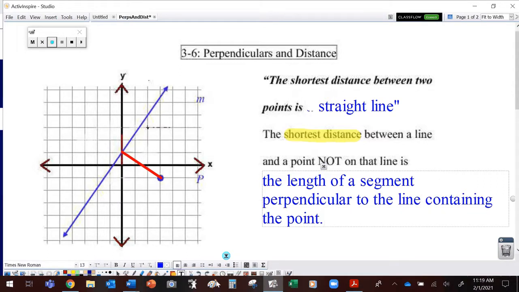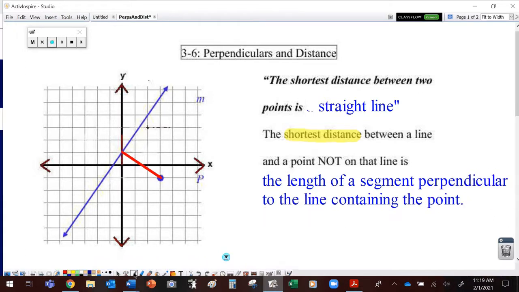Okay, so what we need, guys, is the length of this segment right here, from P to this line, and we'll call this point P prime. Now, one thing that's really important to note, right now, this point P prime happens to be the y-intercept of this blue line M. That will not always be the case. That's a coincidence this time.